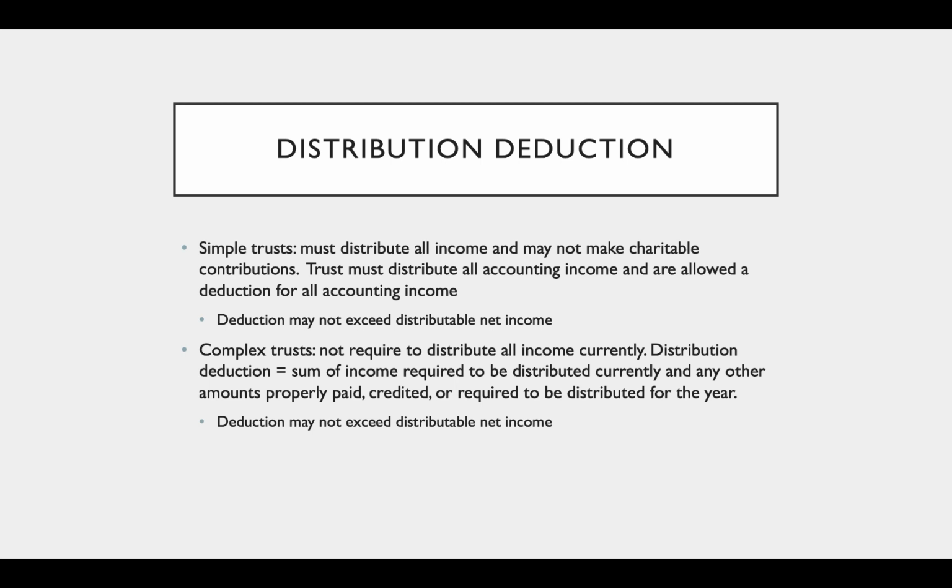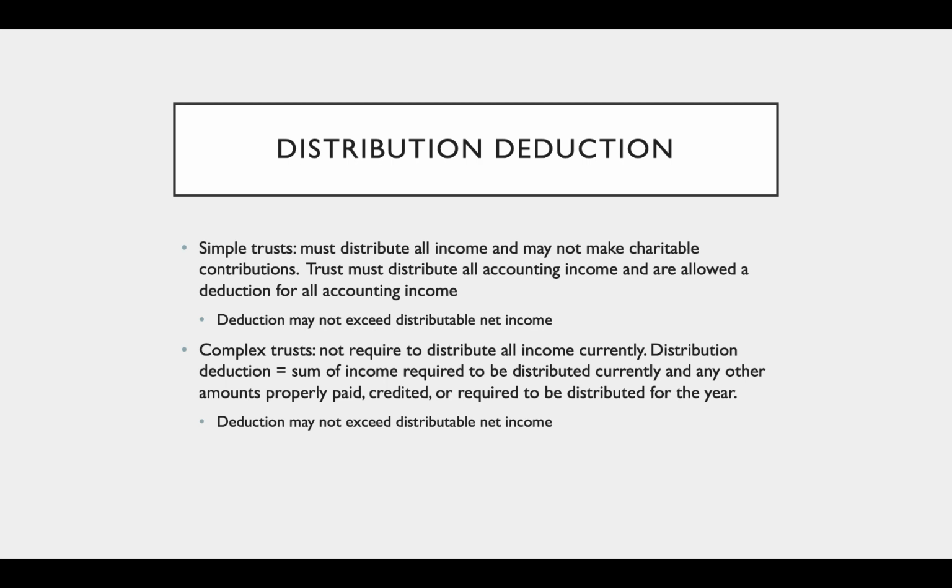We also have simple trust and complex trust. In a simple trust, all the income must be distributed annually, and the trustee may not make charitable contributions. The trust must distribute all accounting income, and they are allowed a deduction for all accounting income, but the deduction may not exceed distributable net income. So in a simple trust, we generally should not have a tax liability because we're distributing out net income every year from the trust. A complex trust is not required to distribute all income currently.